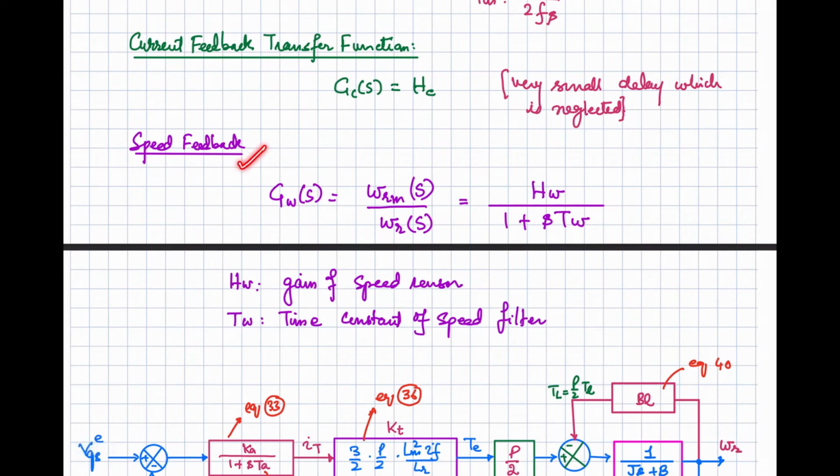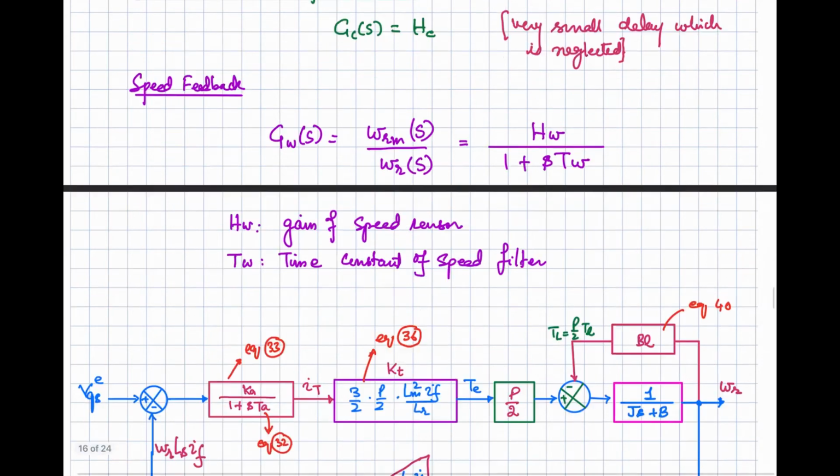Then we have the speed feedback. We are going to measure the speed with the help of a sensor, and that is a mechanical part that has a certain time response, so that will be considered. So T omega is representing the time constant of the speed filter, and H omega is representing the gain of the speed sensor. So the speed feedback is given by this equation.